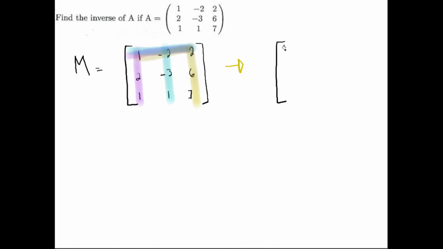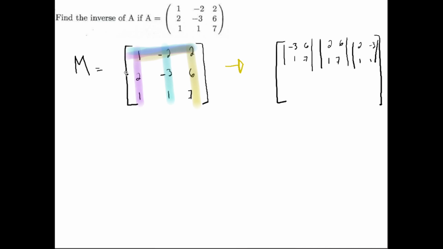Now, the first one is I want to find the determinant of negative 3, 6, 1, 7. Next, I'm going to find the determinant of 2, 6, 1, 7. And then I find the determinant of 2, negative 3, 1, 1.